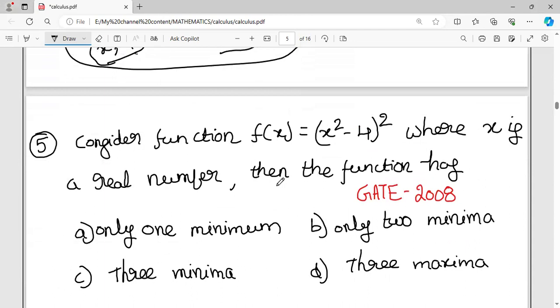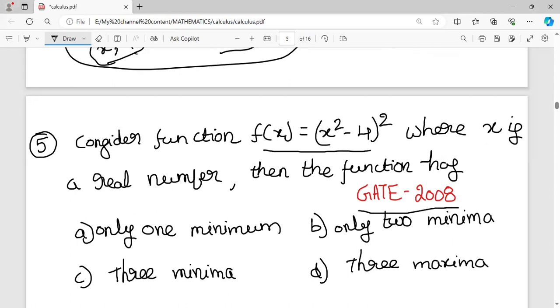Now, coming to the question, this is a problem asked in GATE 2008. Consider the function f of x equal to (x square minus 4) whole square, where x is a real number. Then the function has only one minima, only two minima, three minima, or three maxima. This question was asked in 2008.